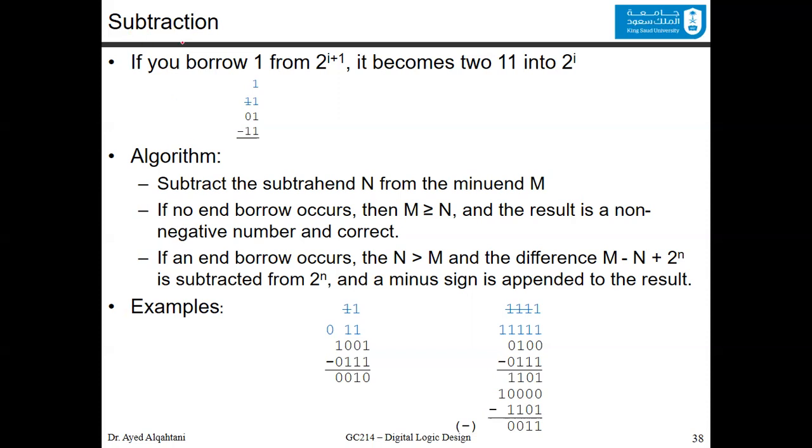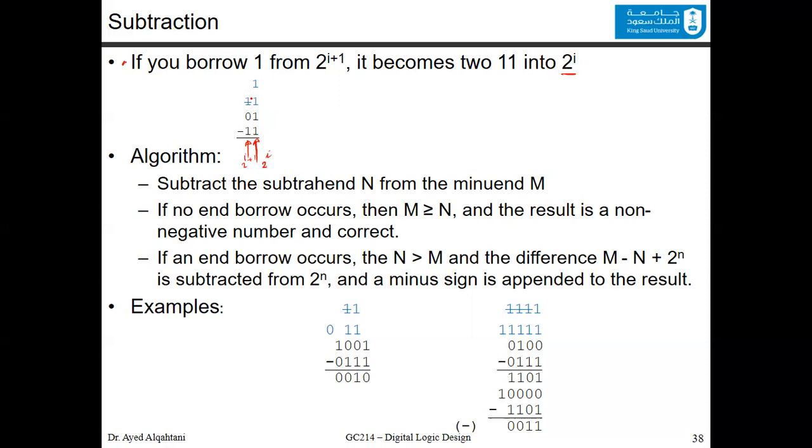So the subtraction, if you borrow, there is a rule here. If you follow it, you will get the correct result. If you borrow 1 from 2 to the power of I plus 1, from the position next to you, it becomes 2 ones, which is 1, 1, into the power 2 to the power of I. To explain this to you, suppose that you are in the middle of subtraction, and this position here is 2 to I. So the next one here is 2 to I plus 1.